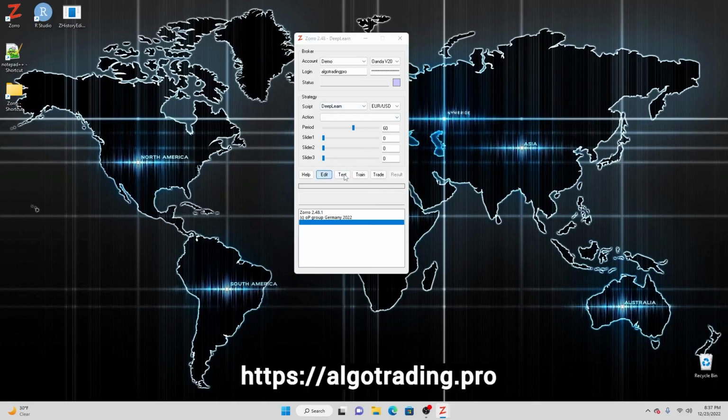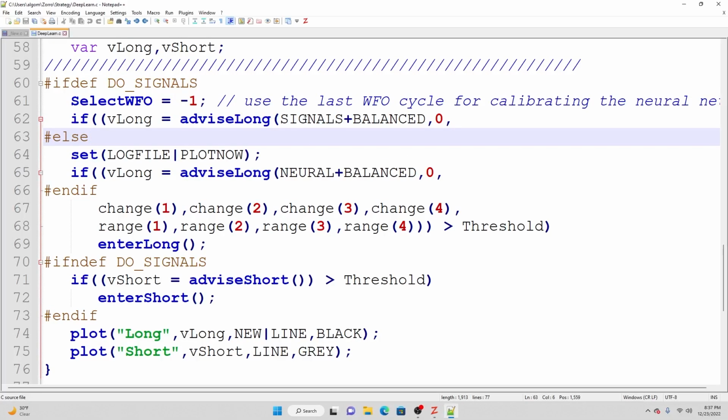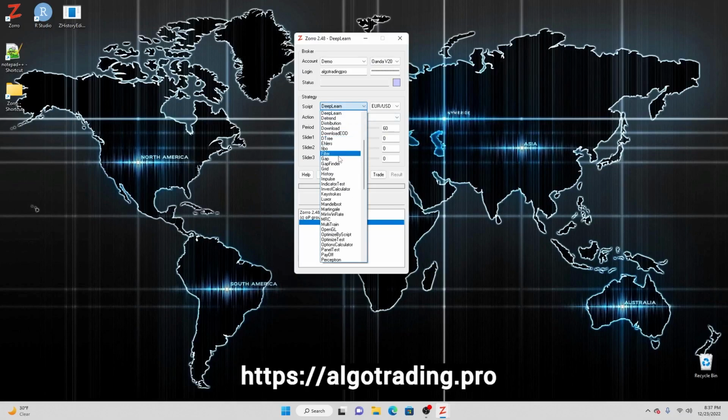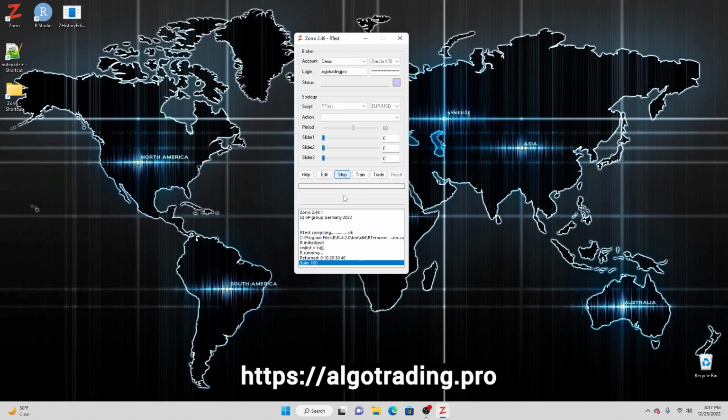The first thing you need is RStudio. R is fine, it has the library it needs. Just one more thing, let's test if our connection between Zorro Trader and R works correctly. For that, we have a script here called R test. Let's run that. If this runs correctly, then our connection between Zorro Trader and R works just fine. So let's select it and then run test.